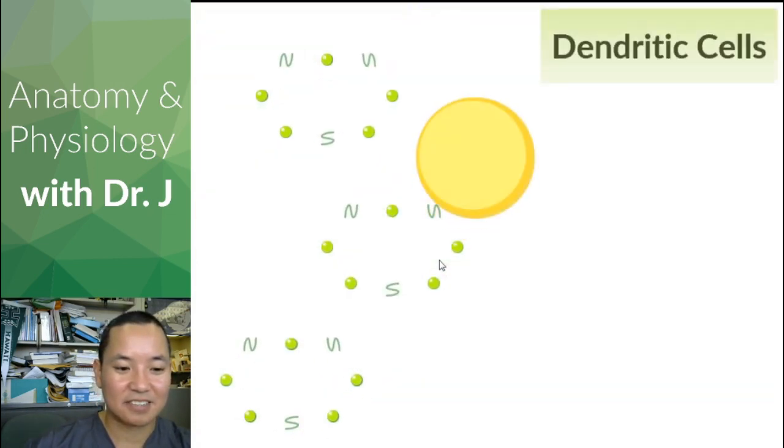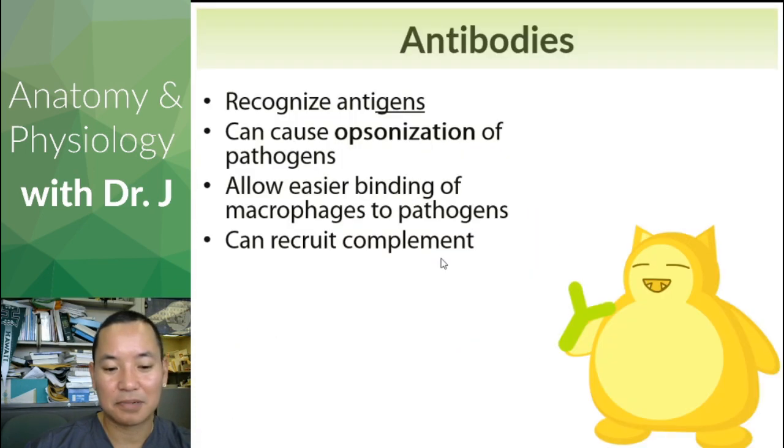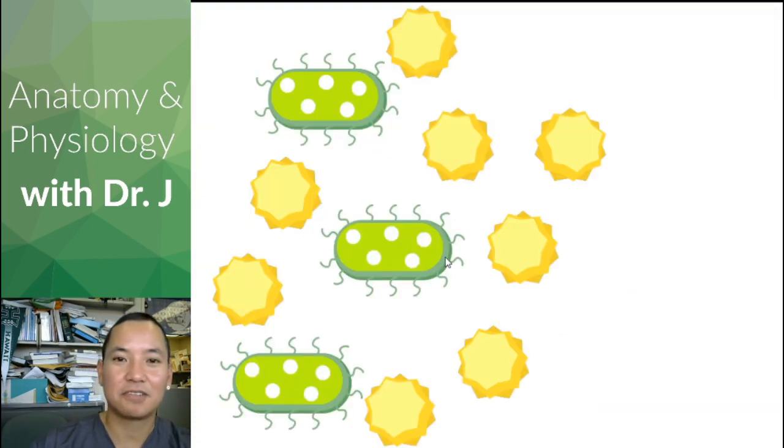And then, so dendritic cells, so to put it all together, how do we go from pathogen infection all the way to T cells and B cells?